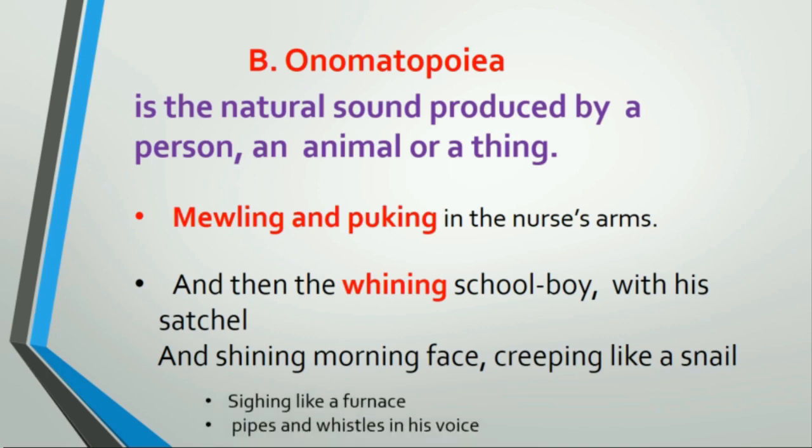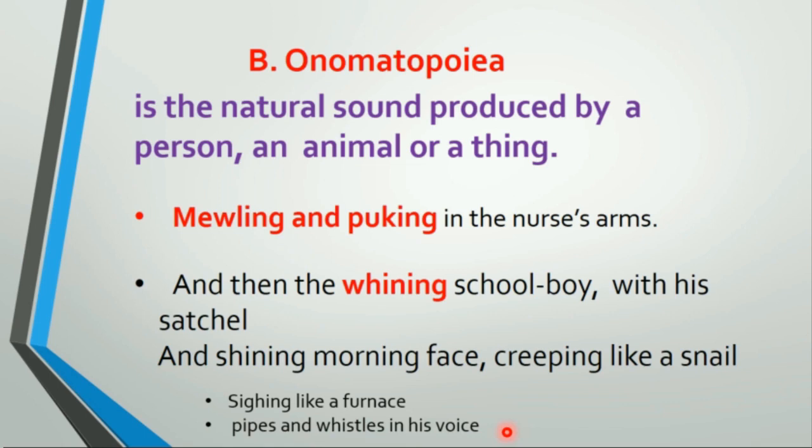Well done. So here are some examples taken from the text. "Sighing like a furnace, pipes and whistles in his voice." So this is the sound made by lovers when you sigh, so that is sighing. Pipes and whistles in his voice.